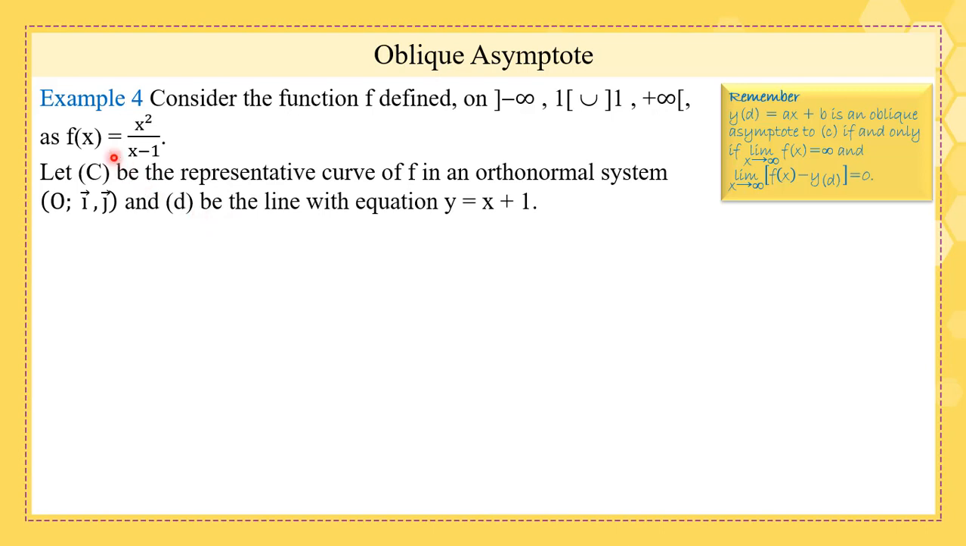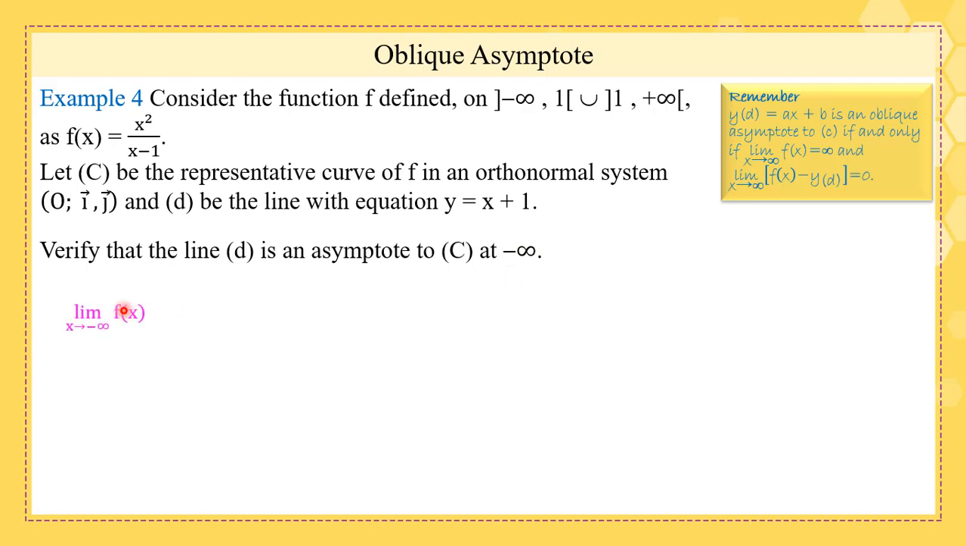Now the given here is that we have a function f whose curve is C, and we have a line D whose equation is y equals x plus 1. Now the question is to verify that D is an asymptote to C at minus infinity. You see here we have to take the limit at minus infinity.